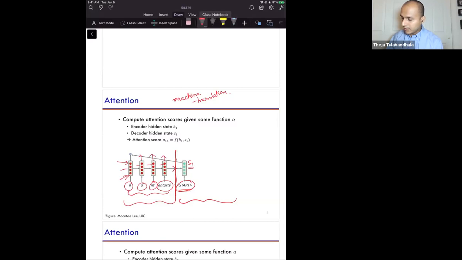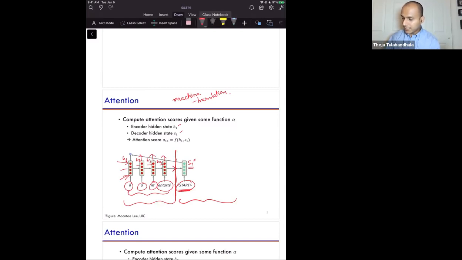So this is H1 here. This is H2, H3, and H4. Those are the hidden outputs that I produced during encoding. If it's a longer sentence, I'll have a longer number of such vectors. So using the encoder hidden state and the decoder hidden state, this is fixed for now. Since we are trying to produce the first word, S1 is fixed.